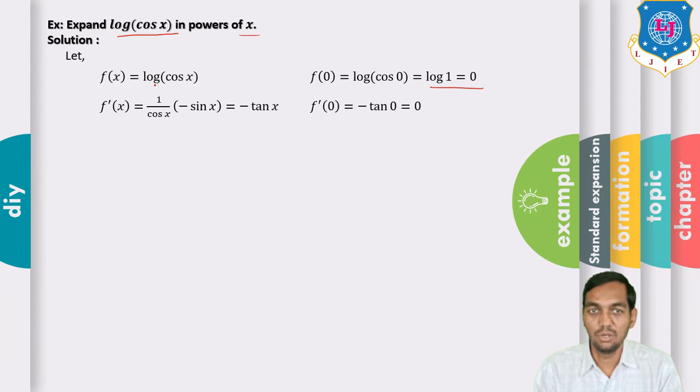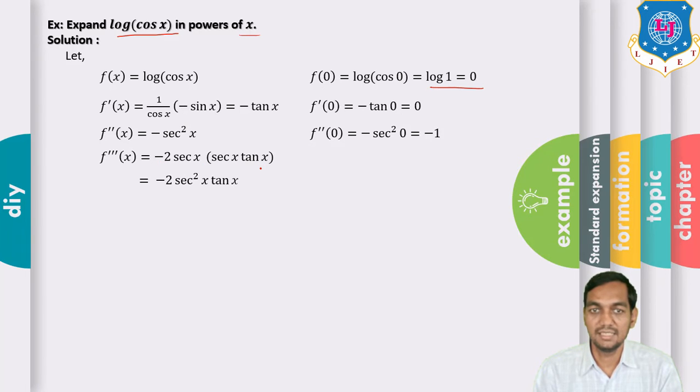F dash x: log has a derivative 1 upon, and cos has a derivative minus sine. So minus sine upon cos, that will be minus tan x. And f dash 0 is also 0. Now f double dash: tan has a derivative sec square, but sec 0 has a value 1, so you will get f double dash 0 equal to minus 1. F triple dash: sec square has a derivative 2 sec x into sec x tan x, that will be minus 2 sec square into tan x. If you put 0, then f triple dash has a value 0 because tan 0 is 0.